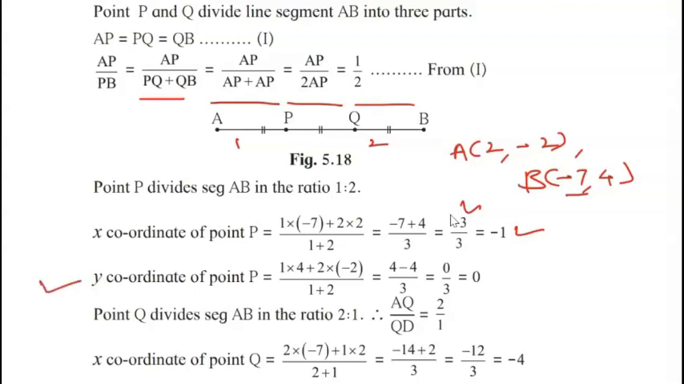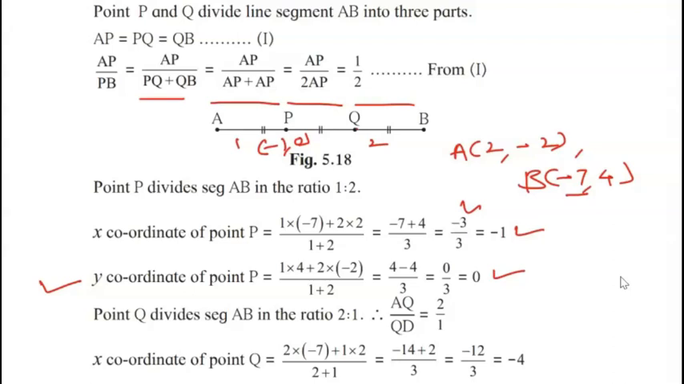What about the y coordinate of the point P? That is again (my2 + ny1) upon (m + n). 1 into 4 is 4, 2 into -2 is -4, you will get -4 upon 3. 4 minus 4 you will get 0 upon 3. And overall the y coordinate of the point P is 0. Now we got the coordinates of the point P, that is (-1, 0). We can find out the coordinates of the point Q by using the midpoint formula.